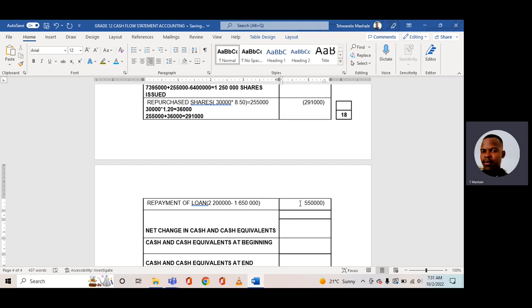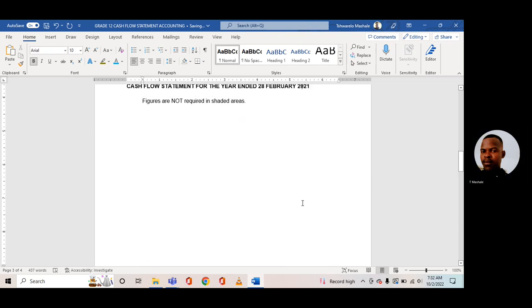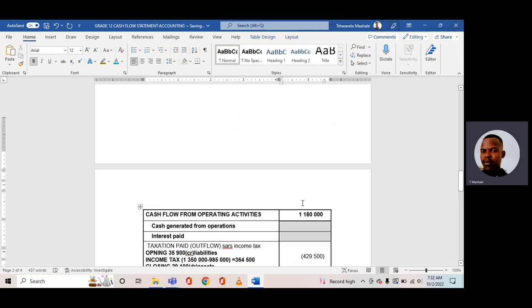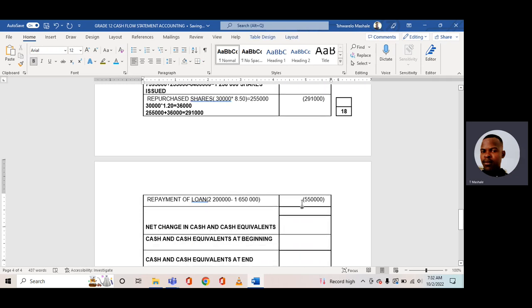If you are paying, it's an outflow, remember. Do not forget, the signs are very much important when you prepare your cash flow, because the failure to put this amount in brackets means it will be marked wrong. So, before you'll be done with this question, what is left for you is just to balance.